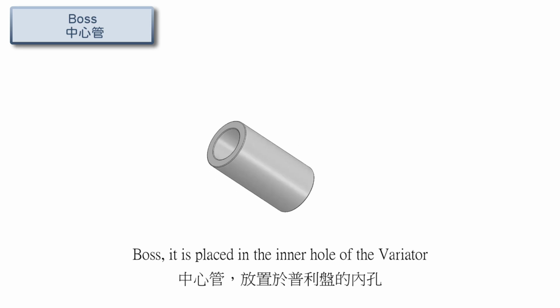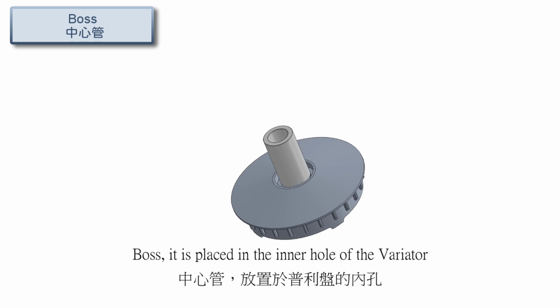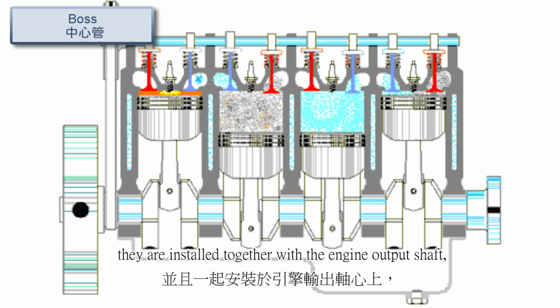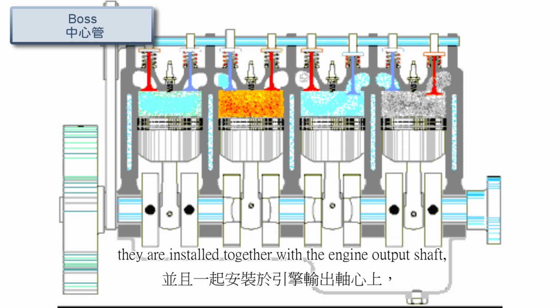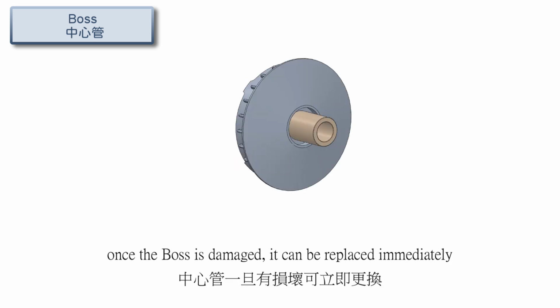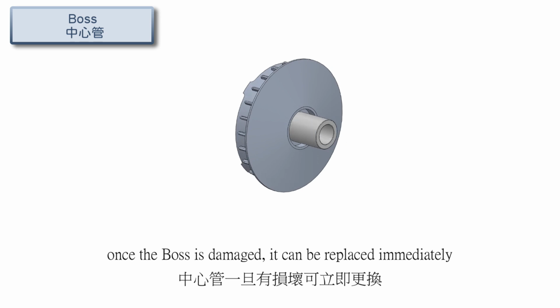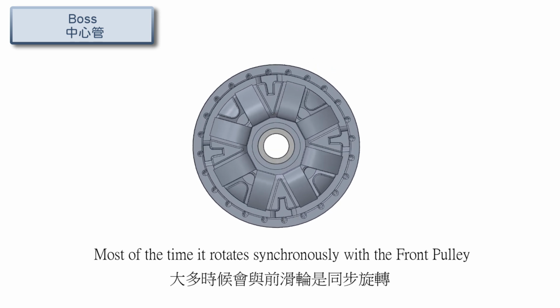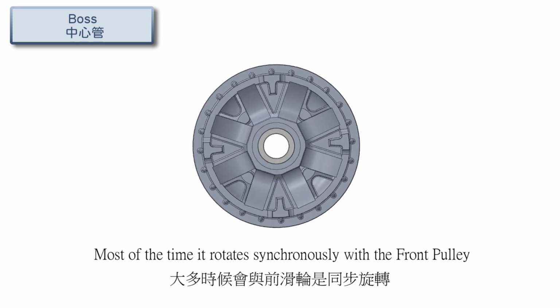Boss, it is placed in the inner hole of the variator. They are installed together with the engine output shaft. It protects the engine shaft like a bushing. Once the boss is damaged, it can be replaced immediately. Most of the time it rotates synchronously with the front pulley.